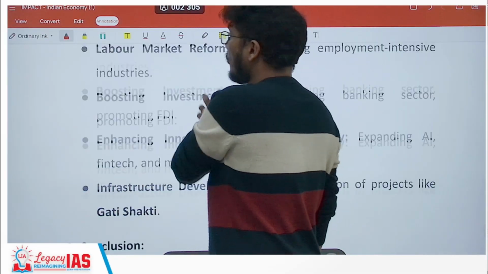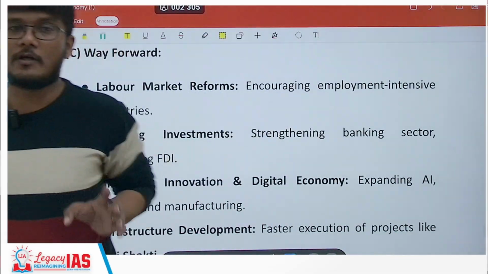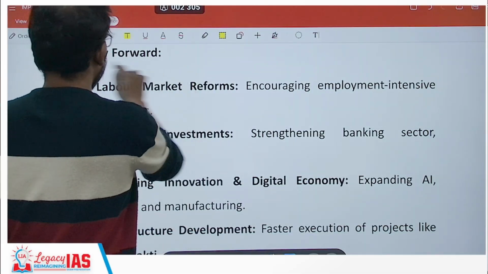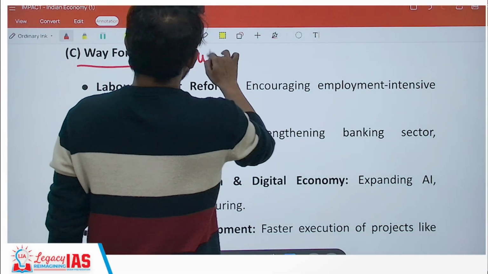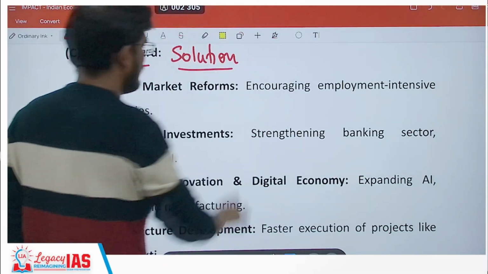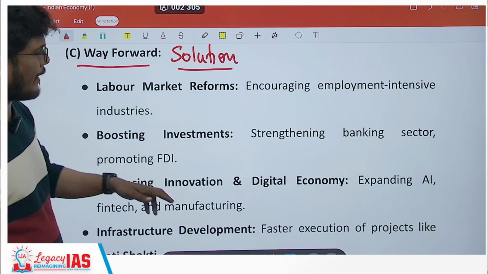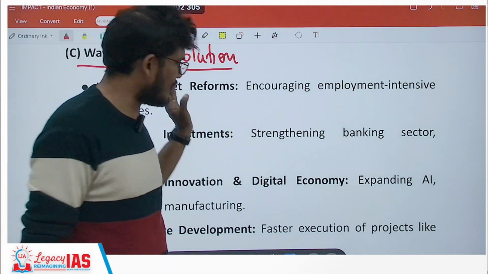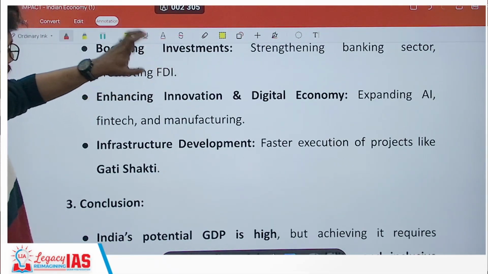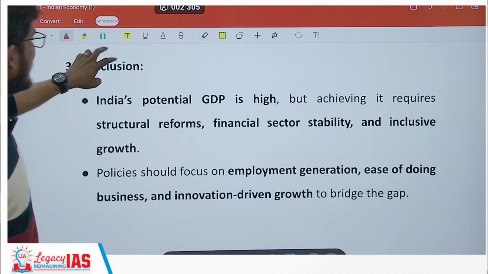Now, as I said, the question did not ask for any solution, but you should write solution. This way forward is nothing but the solution which you should mention. Since it's 150 words, don't write like this, one point, and then under each point you can write in 1 or 2 sentences. You can cover all the points thoroughly and give an example.